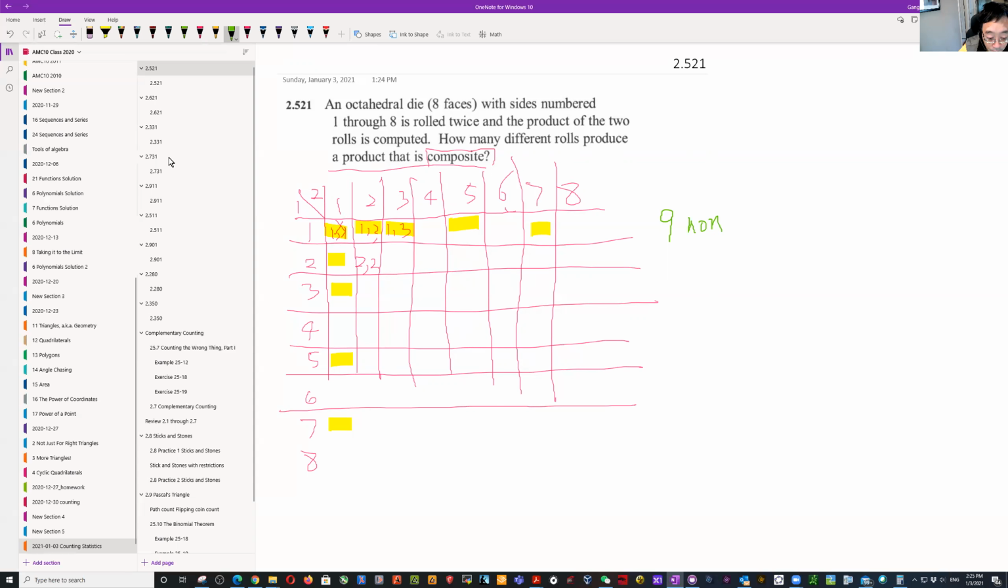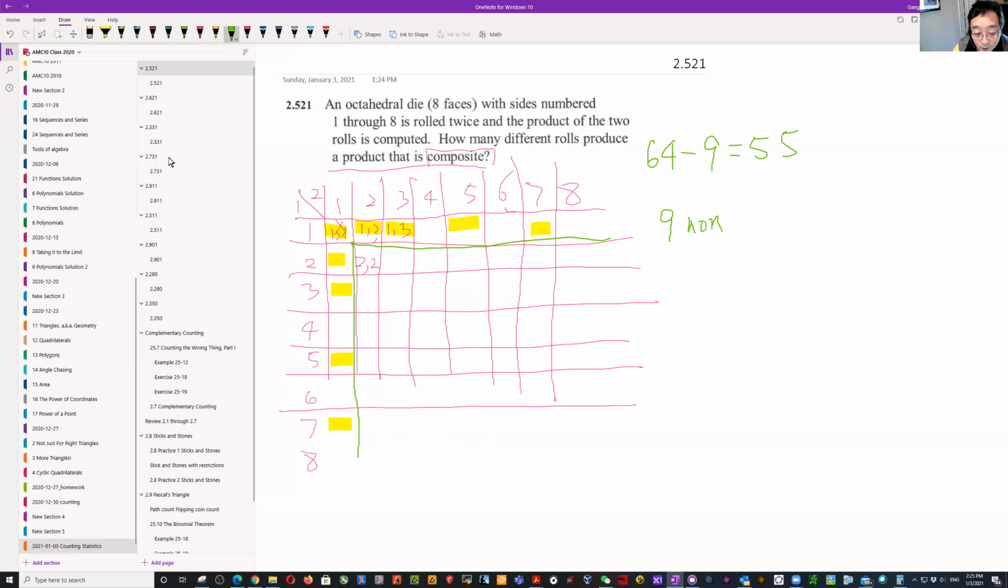So anything from here will be composite. Then plus those numbers already composite. So basically, I find this way easier. It's actually 64 minus 9, which is going to be 55.